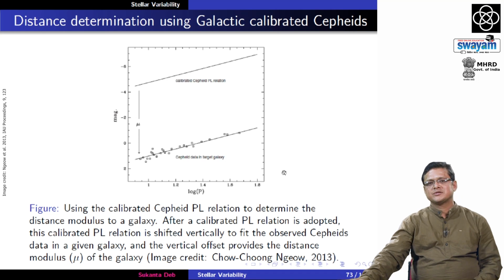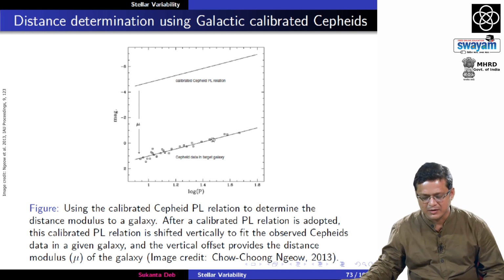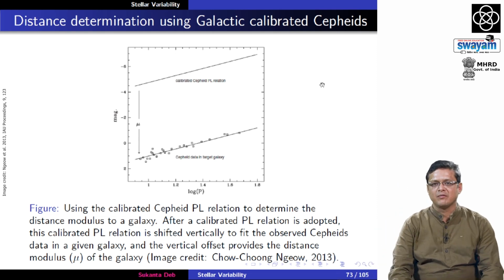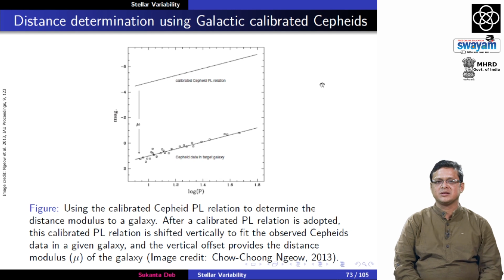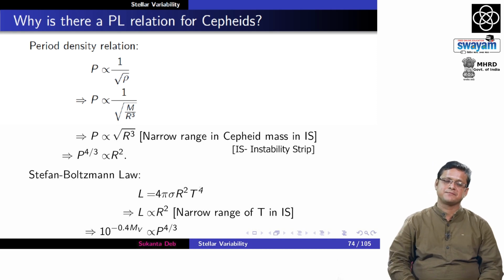Now, here is an illustration showing using the calibrated Cepheid PL relationship to determine the distance modulus to a galaxy. After a calibrated PL relation is adopted, this calibrated PL relation is shifted vertically to fit the observed Cepheid data in a given galaxy, and the vertical offset provides the distance modulus of the galaxy. Why does there exist a PL relationship for Cepheids?